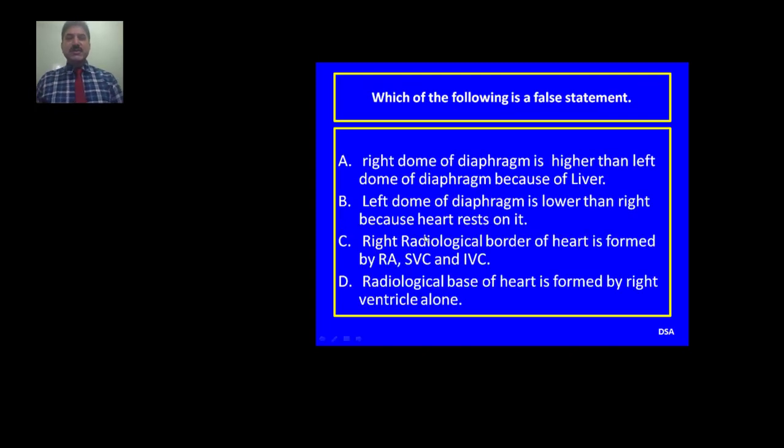Our next question is, which of the following is a false statement? A. Right dome of diaphragm is higher than the left dome of diaphragm because of liver. B. Left dome of diaphragm is lower than right dome because heart rests on it. C. Right radiological border of the heart is formed by right atrium, superior vena cava and inferior vena cava. D. Radiological base of the heart is formed by right ventricle alone. D is the false statement.